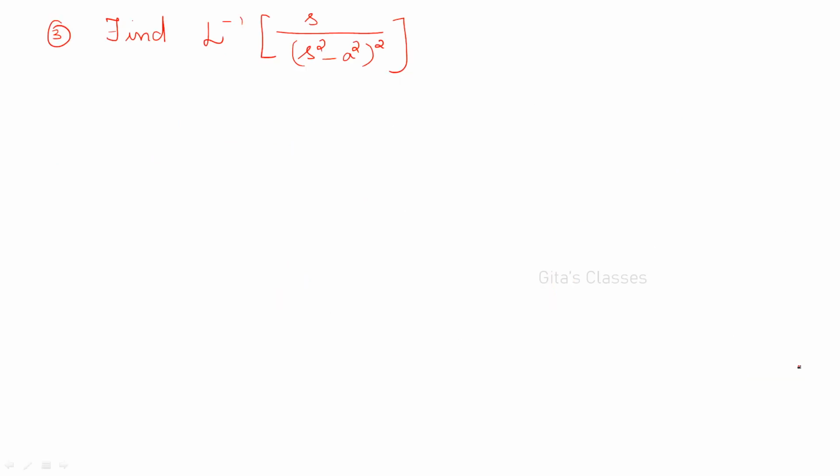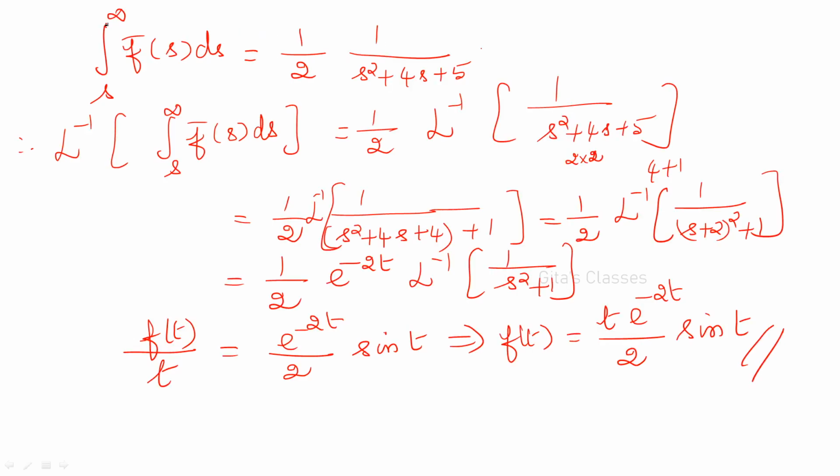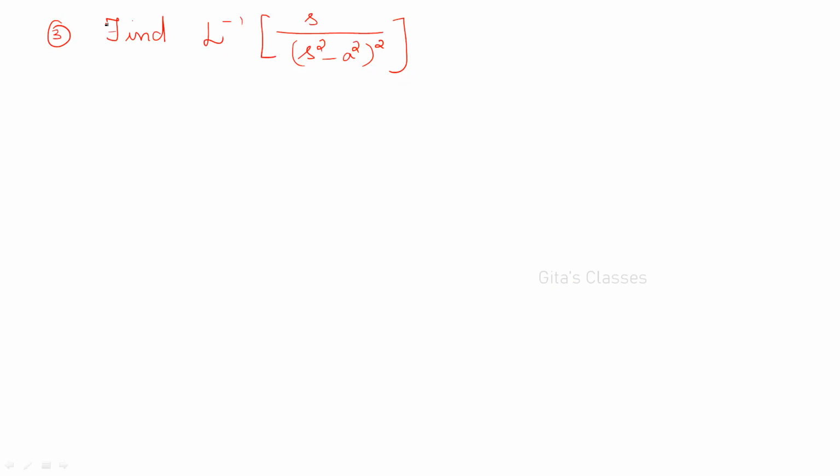Next question, find L inverse of s by s squared minus a squared the whole squared. If you don't understand any step in this, please post it in the comment box so that I'll clear your doubts. Okay. So find L inverse of s by s squared minus a squared the whole squared. Always, what did I say? Take the given function as f bar of s equal to s by s squared minus a squared the whole squared.